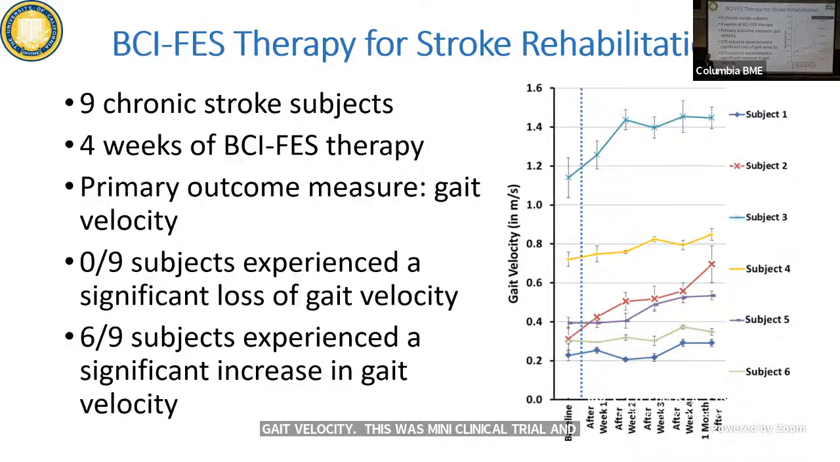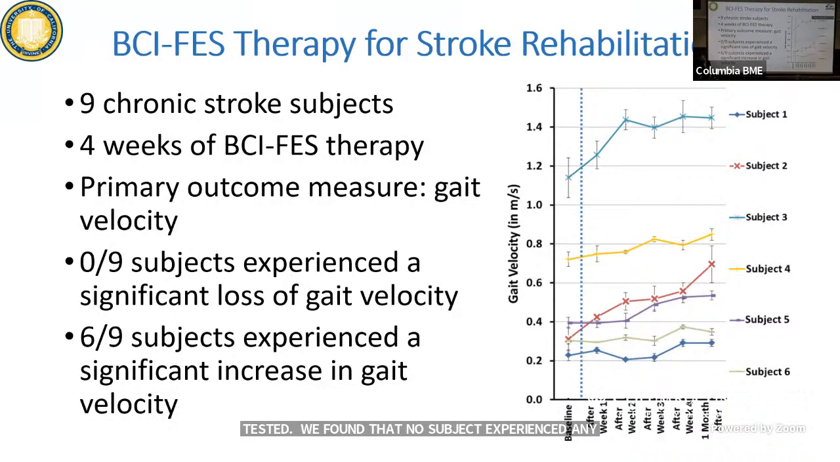We were measuring whether participating in one of these therapies has certain detrimental effects. Does it interfere with everyday life? Does it lead to any maladaptive changes? Because you're messing with muscles and using brain signals. It's unlikely that this is damaging, but it still formally needed to be tested. Of course, we found that no subject experienced any significant loss of gait velocity. On the contrary, 6 out of 9 actually experienced a significant increase in gait velocity.